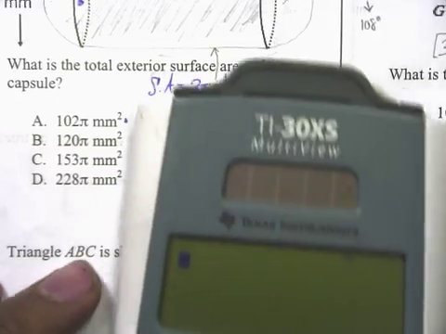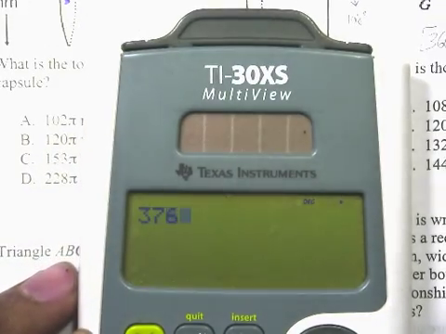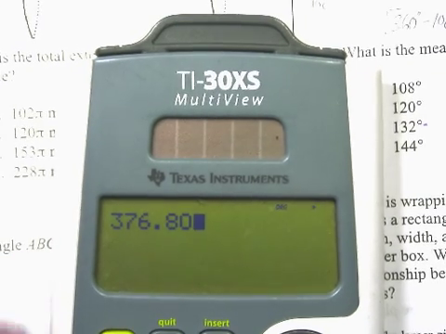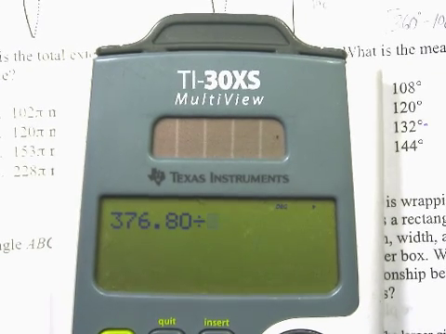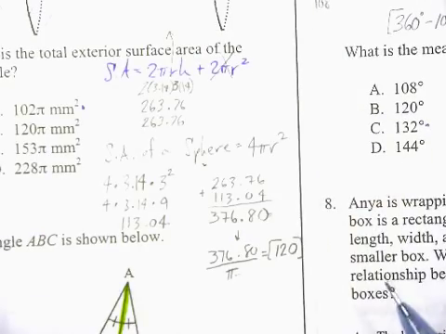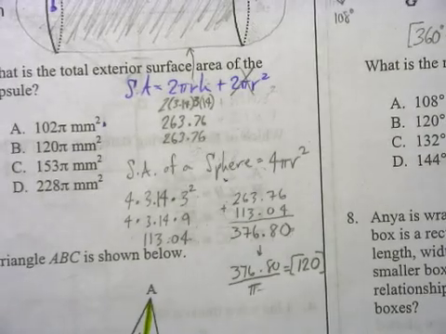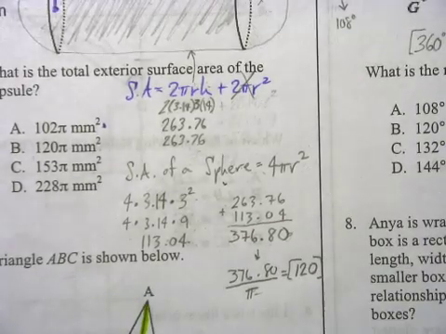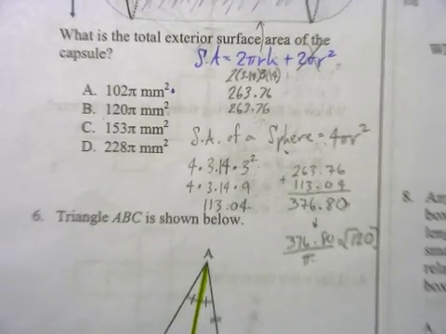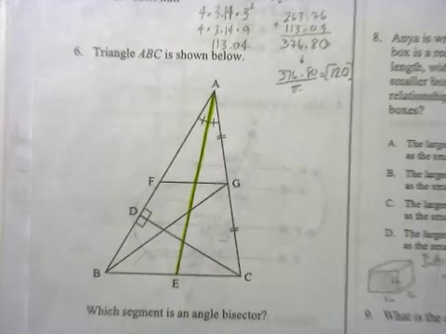which right here, we can see that the answer is going to be, let me just double check that real quick, 376.80 divided by 3.14 gives me 120 pi. Gives me 120 pi, which is choice B. The answer is choice B.